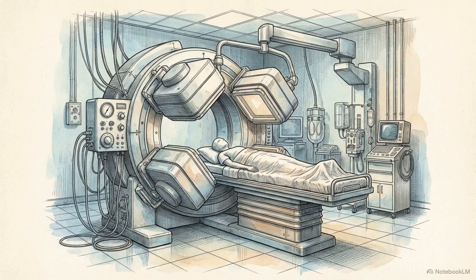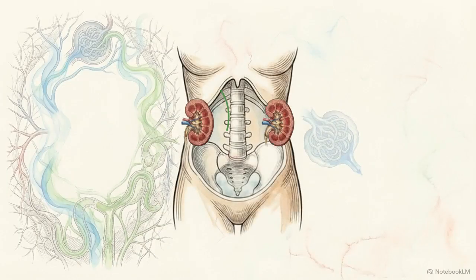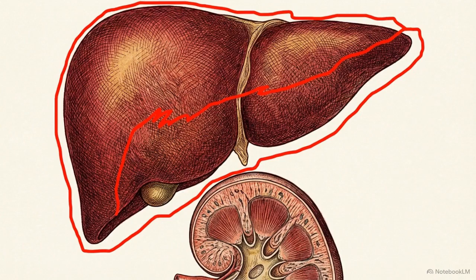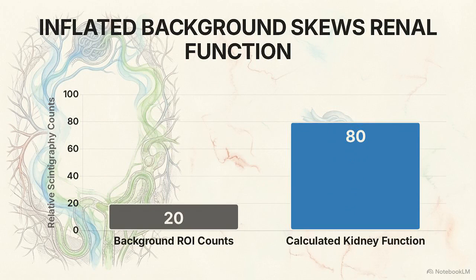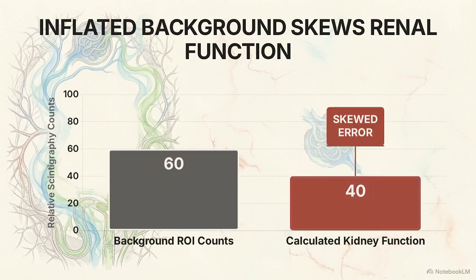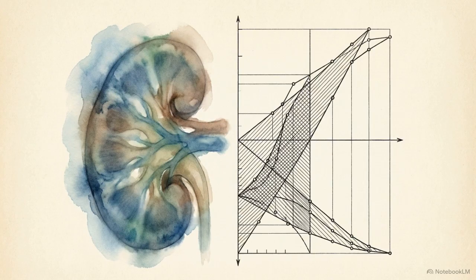To get accurate counts, the system must correct for background radiation. The technician manually draws a region of interest, or ROI, around the kidneys, and another in an adjacent space to establish a baseline. The most common technical error is drawing the background ROI over the liver or spleen. Both organs naturally take up some background tracer, which artificially inflates the subtraction baseline and skews the entire differential function calculation. The time activity curve transforms subjective visual brightness into an objective mathematical standard for assessing renal function.